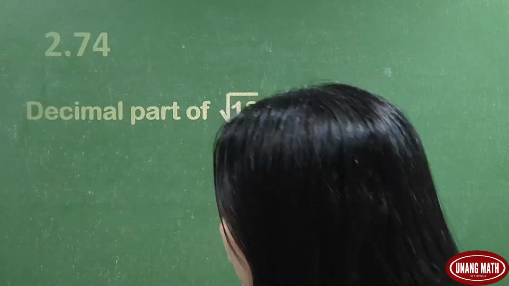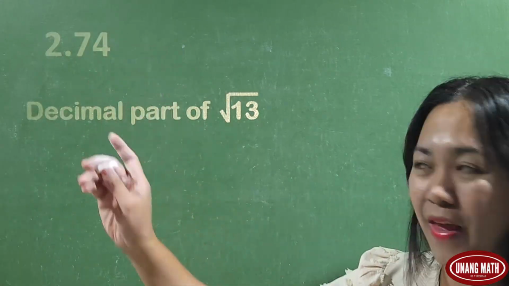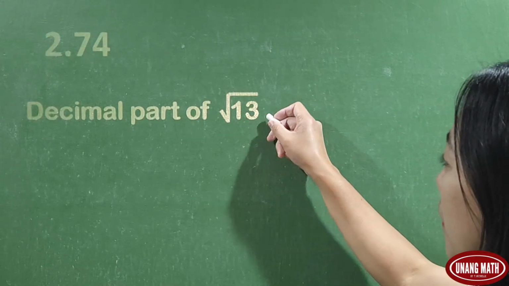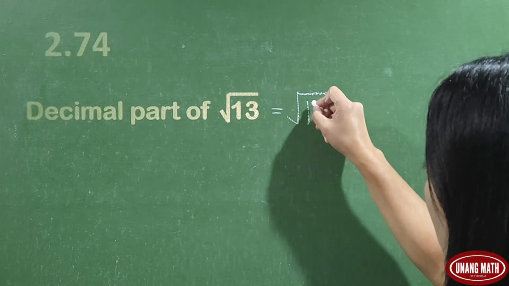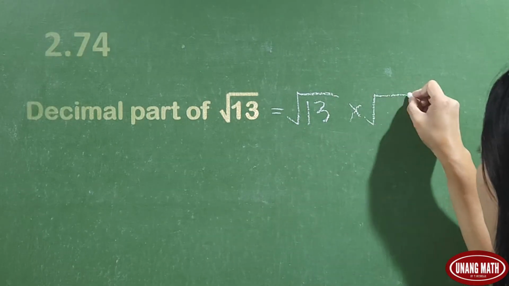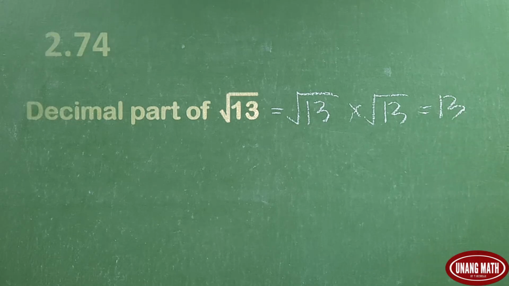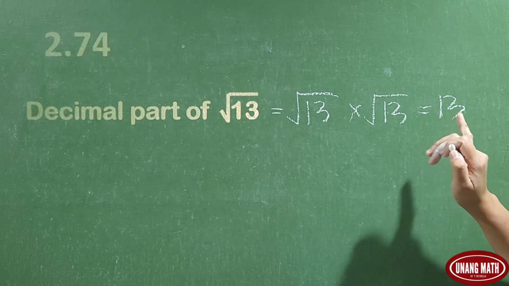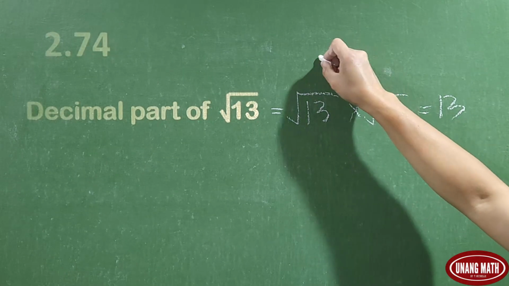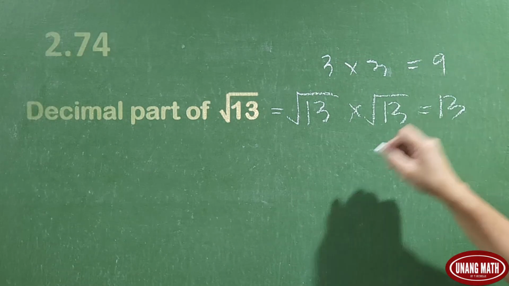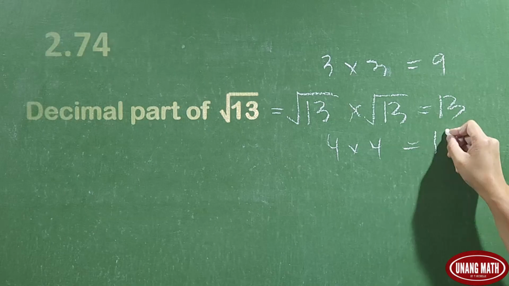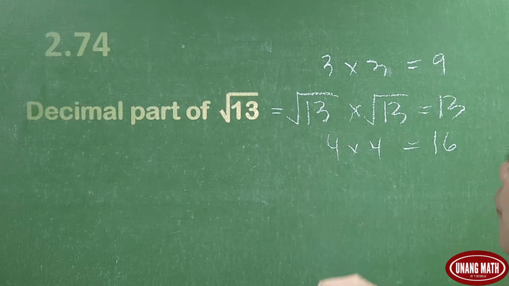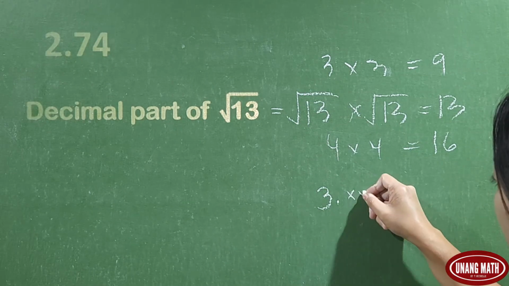If it's an irrational number, then we will just do the same thing. Let's find out the decimal part of square root of 13. We already know that square root of 13 means square root of 13 times square root of 13. So this is 13. What we need to do this time is find a square number close to 13. If it's 3 times 3, then this is 9. If it's 4 times 4, then this is already 16. So it means square root of 13 is between 3 and 4.